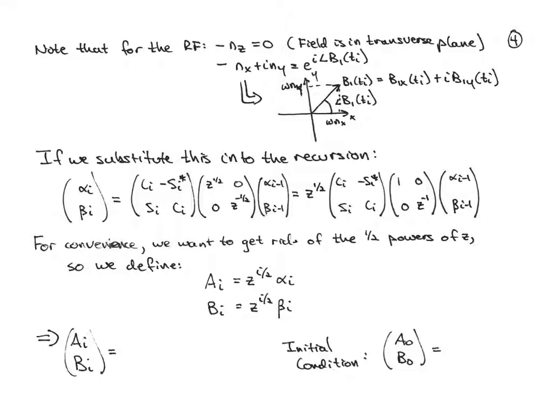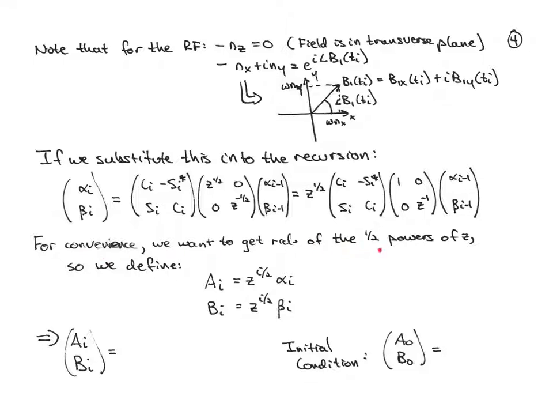So if we substitute this expression, where we've separated out the rotation due to the gradients and the rotation due to the RF, into our previous recursion, then we have that the spinor at time point i is equal to the spinor at time point i minus 1 times the precession that happens at time point i and the RF rotation that happens at time point i. Now note that we can factor out a z to the 1/2 here in front of this, and this simplifies the free precession rotation matrix a little bit.